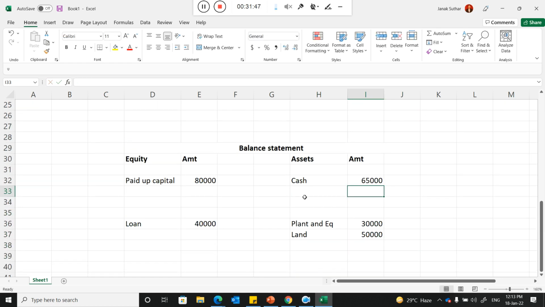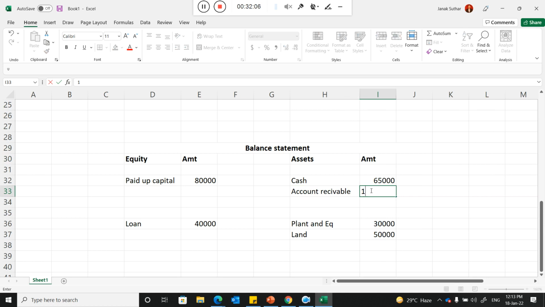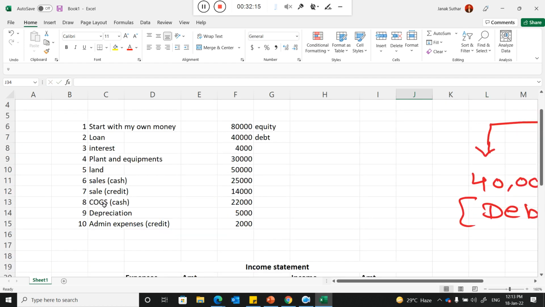Now I have 65, and the receivable amount, you can write the account receivable. Account receivable is nothing but how much I will receive in the future, that is the 14,000. So I think all the sale related things are done. Sale is done.